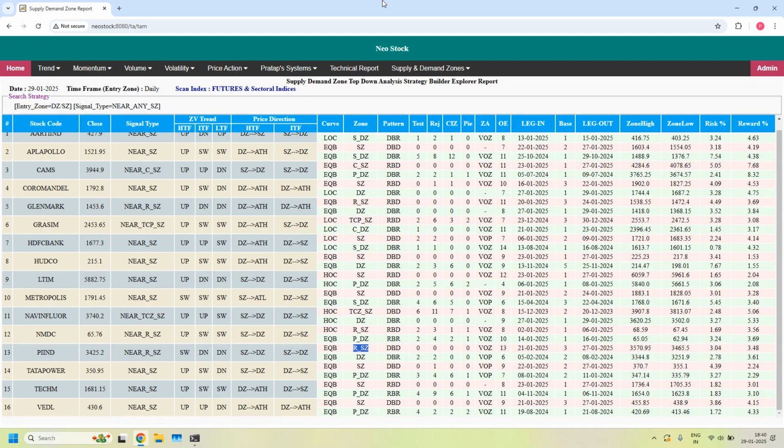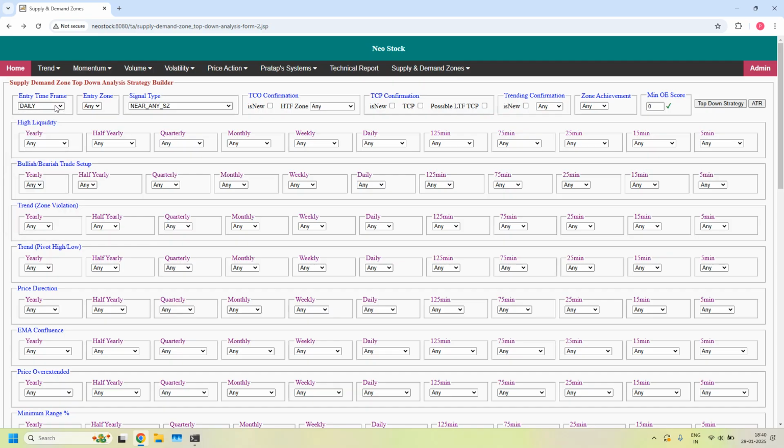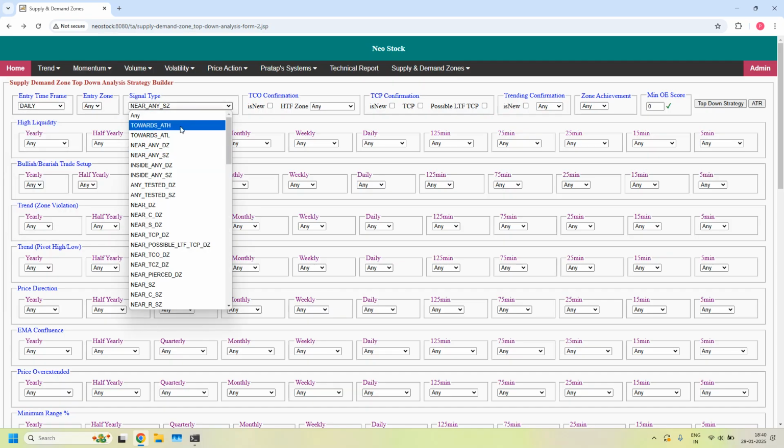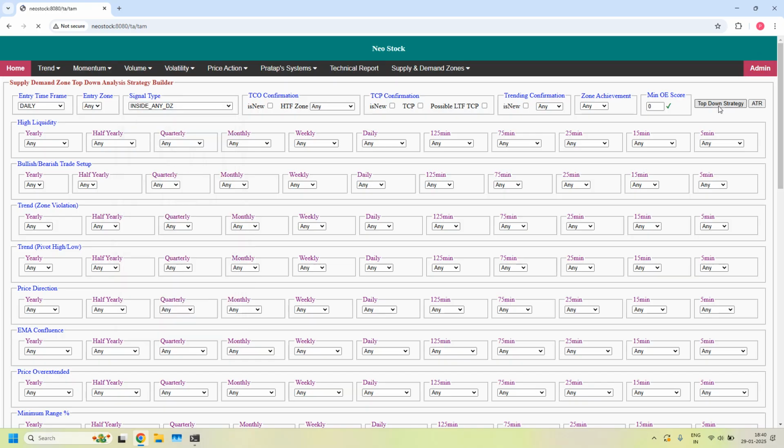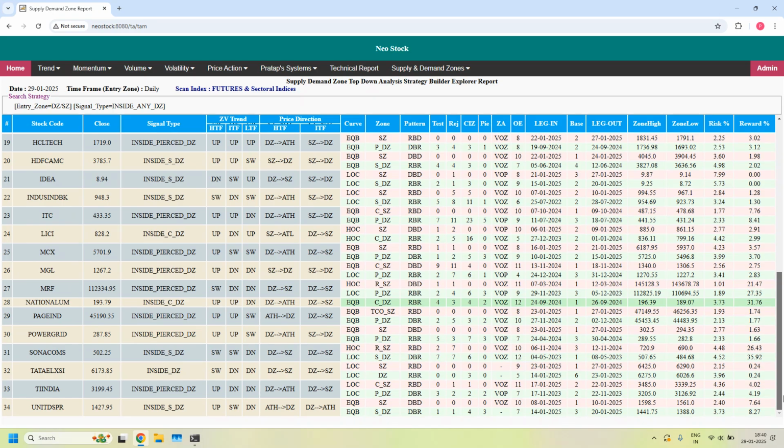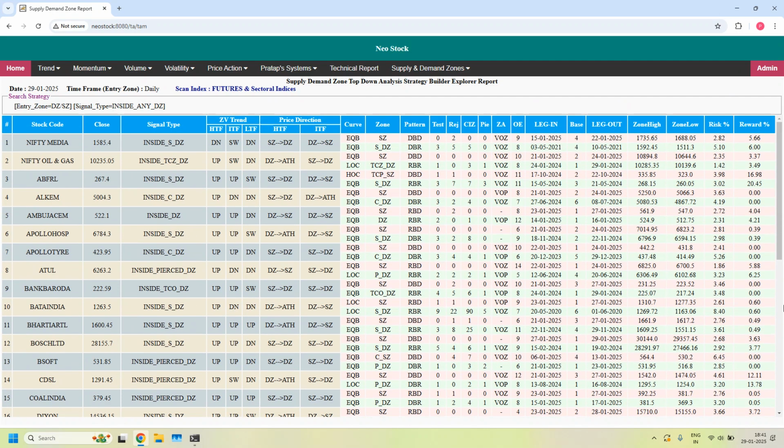Okay. Next, daily time frame. Let us find the stocks with price closed inside the daily demand zone. 34 stocks are filtered, and the first 15 stocks in the list. I am scrolling the list down.